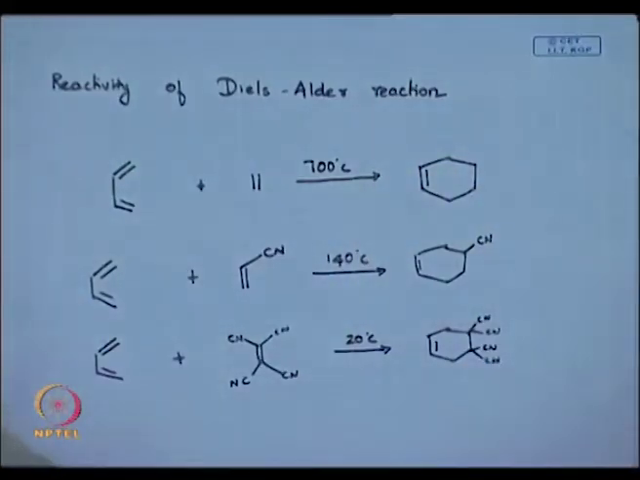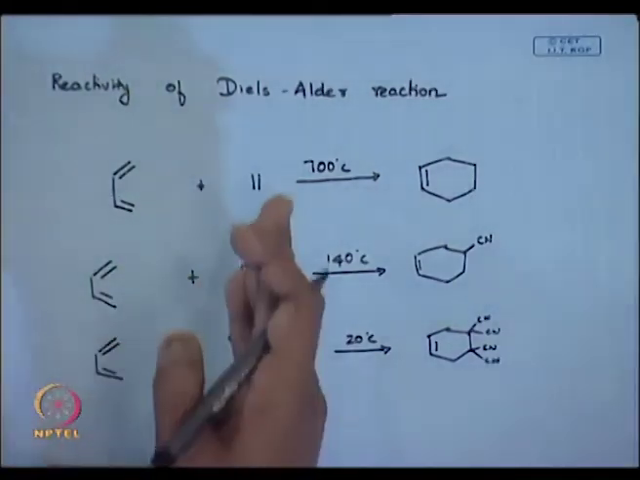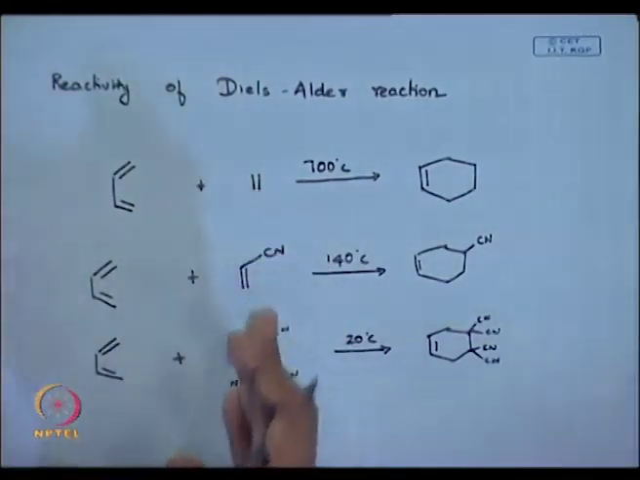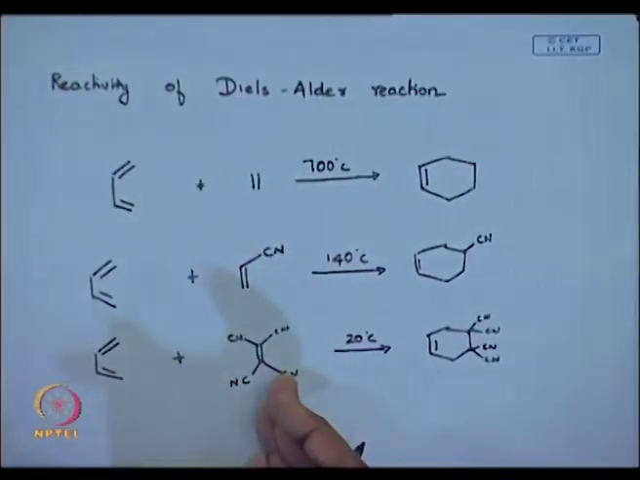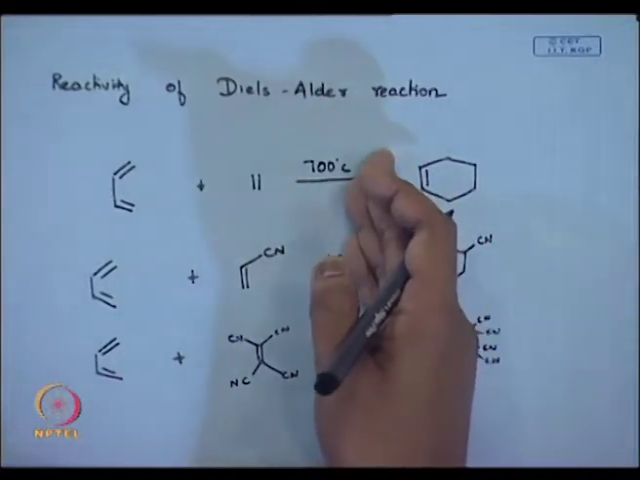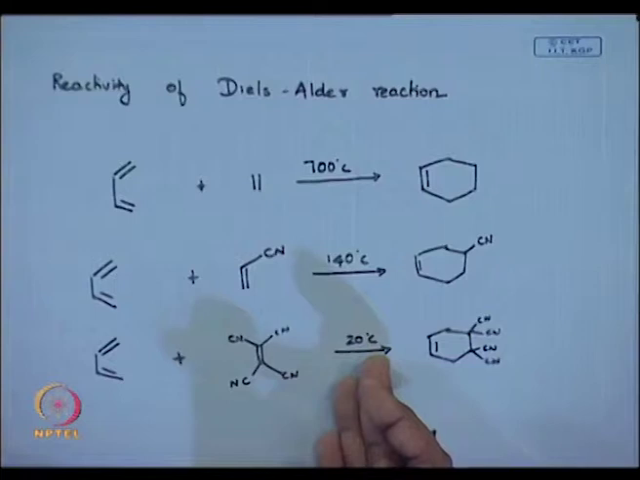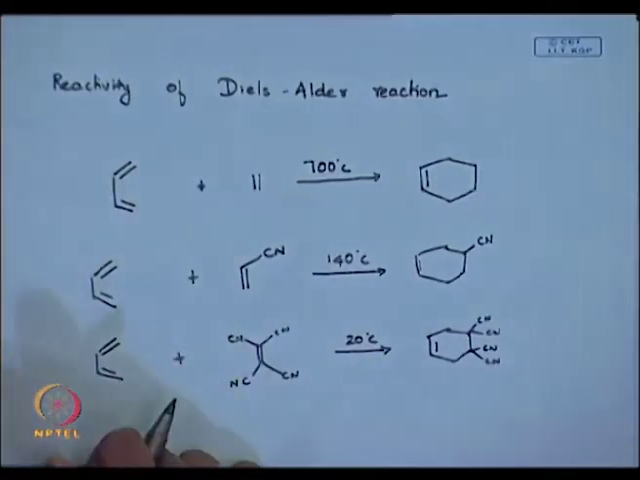See, if I take my dienophile and attach an electron withdrawing group, that means I am making my dienophile much more electron poor, and you can see the temperature of the reaction. It starts from 700 degrees Celsius and you can take it to 20 degrees Celsius. That much you can change the reactivity of your Diels-Alder reaction by modifying your dienophile. You can even play around with your diene also.